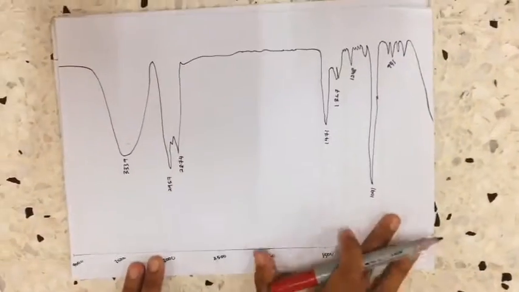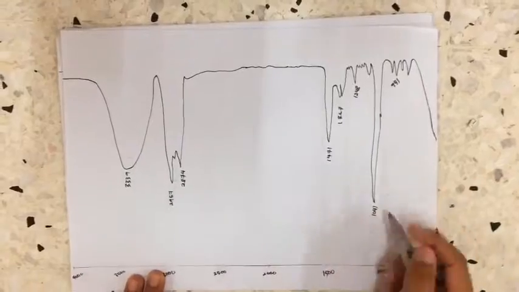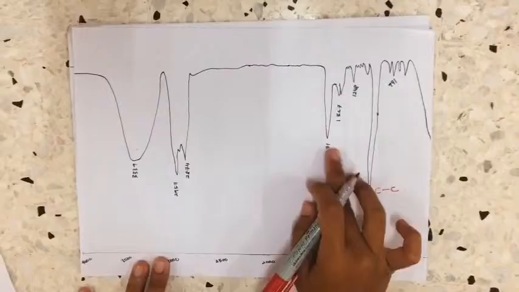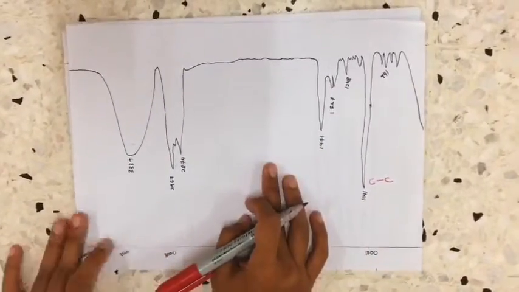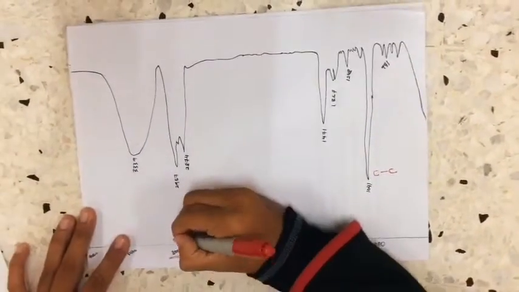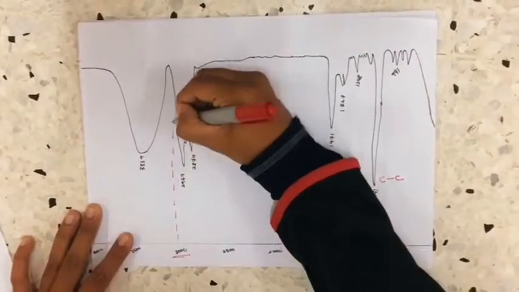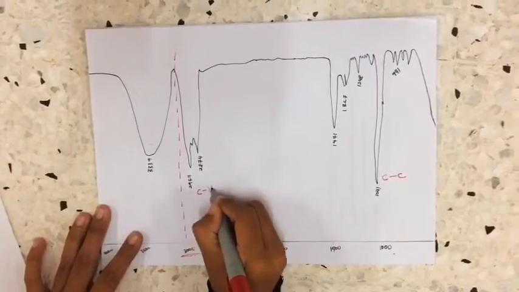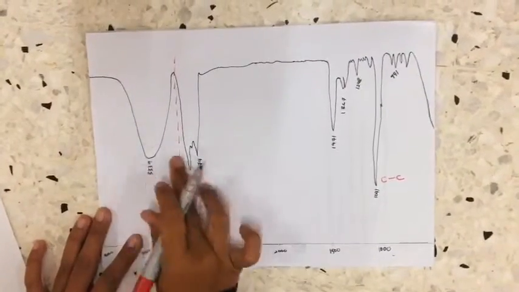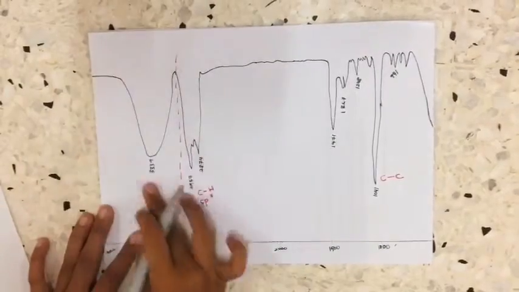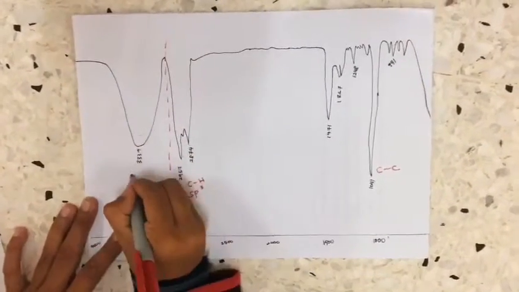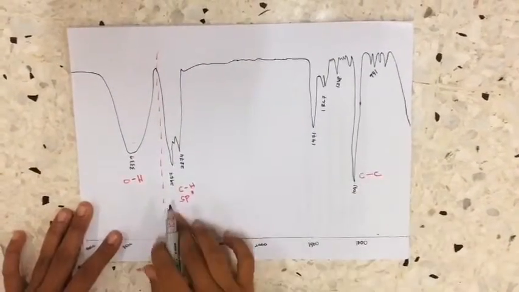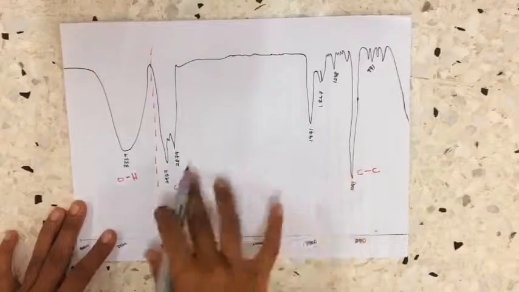For the next question, there is a strong peak at C single bond C. Next is a strong peak before 3000, which shows it is C single bond H sp3. And there is a strong and broad peak at 3339, which is an OH.